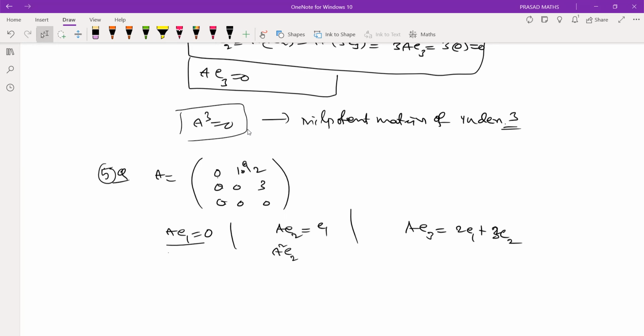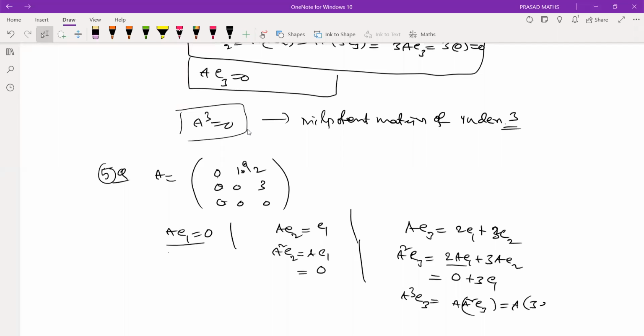What is A square e1? A of A e1. A of A e1 is nothing but 0. Next, what is A square e3? A square e3 is nothing but 2 A e1 plus 3 A e2. But A e1 is 0. 3 A e2. A e2 is nothing but e1. Next, A cube e3. What is that? A of A square e3. That means A e1, that means 3 A e1, that means 0. Therefore A e1 is 0, A square e2 is 0, A cube e3 is 0. So what is that? A cube is 0. Therefore it is a nilpotent matrix.